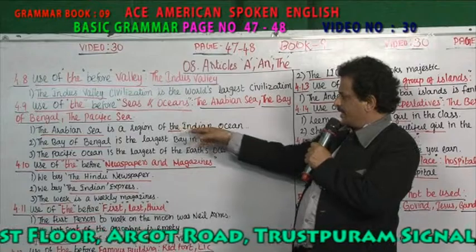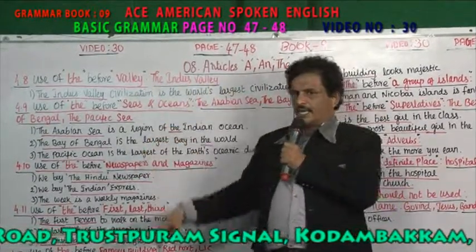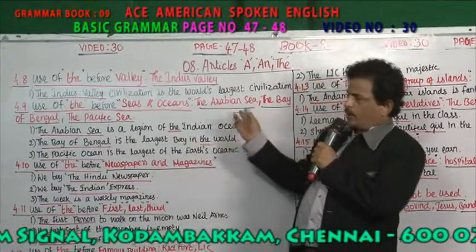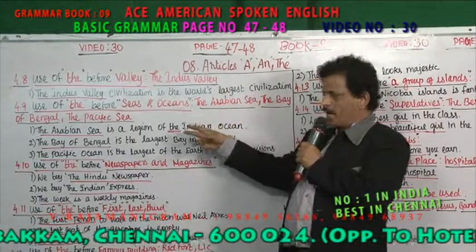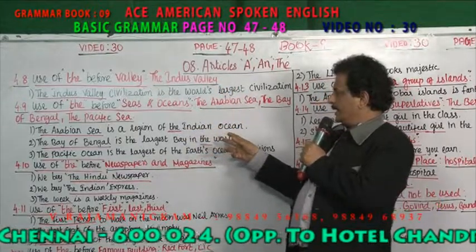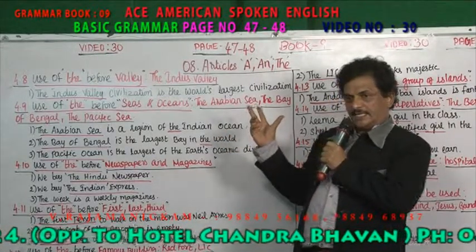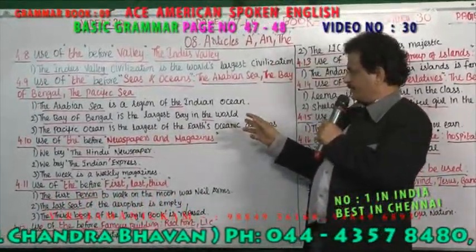The Arabian Sea is the region of the Indian Ocean. இந்தியன் ஓஷியனுடைய பாகம்தான் இந்த அரேபிய கடல். The Bay of Bengal is the largest bay in the world. பே என்றால் என்ன? வளைகுடா. ஸோ Bay of Bengal, இந்த கடல், உலகத்திலேயே சிறந்த கடலாக இருக்கிறது. The Pacific Ocean is the largest of the earth's oceanic divisions.